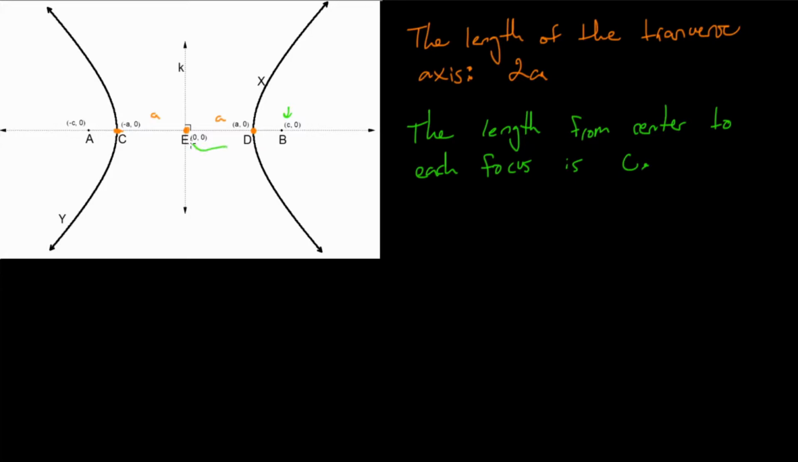So this length right here, that is going to be C. Similarly, this length here is also C. The left one is going to have a coordinate of negative C. So I have an exercise for you, and I'm going to do it right after I describe the exercise. So go ahead and pause the video after I write this down.